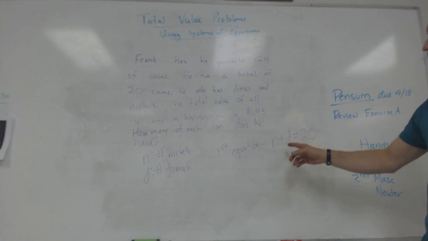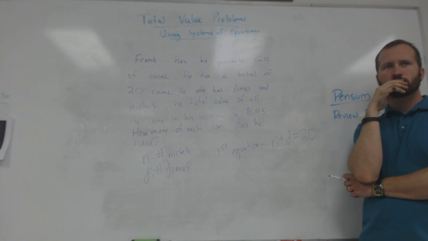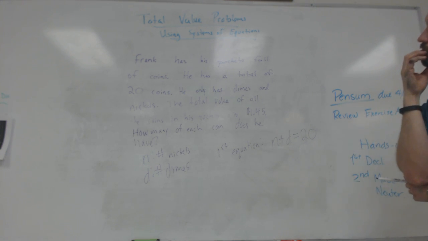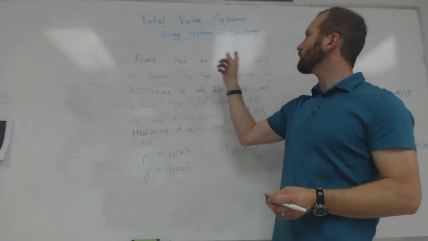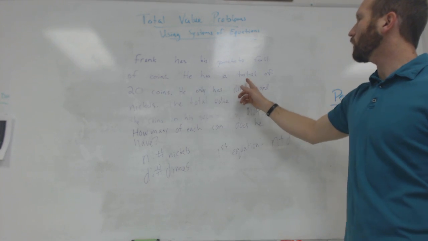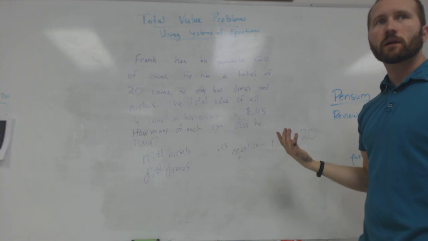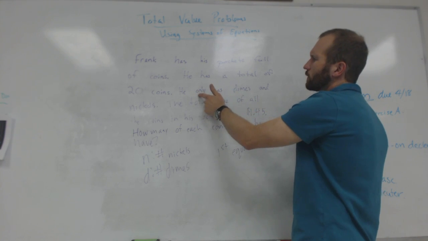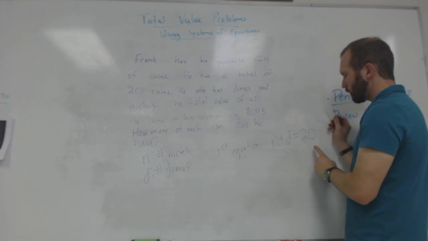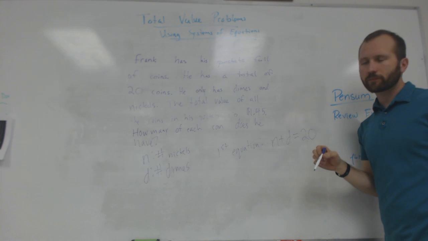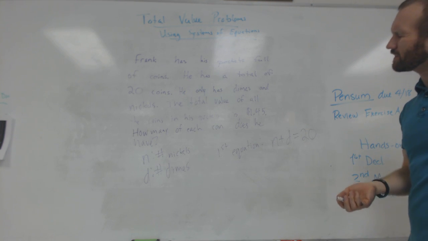Which sentence did I write this equation from? The first. Frank has his pockets full of coins. No, the second one. The second one, he has a total of 20 coins. Sort of the second one and the third one together, right? Because I knew that he had 20 total, and they were only nickels and dimes. Now I need to think of a second equation.